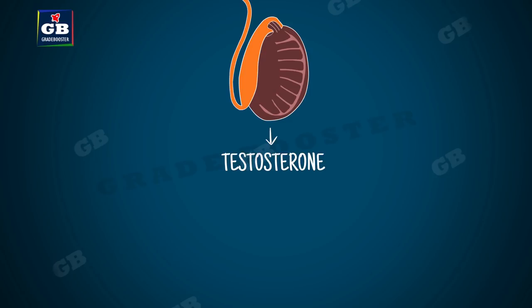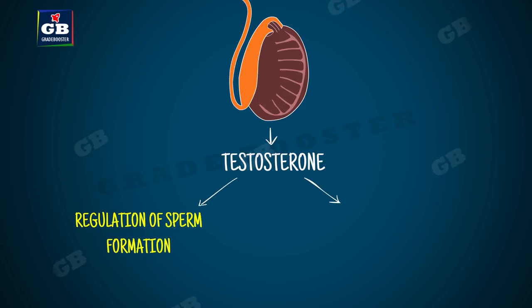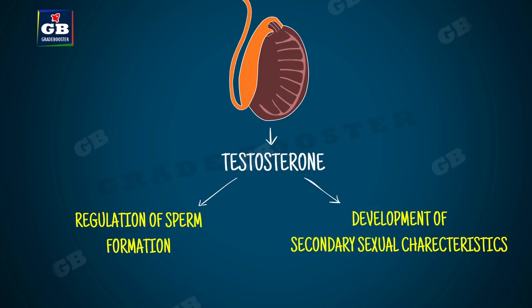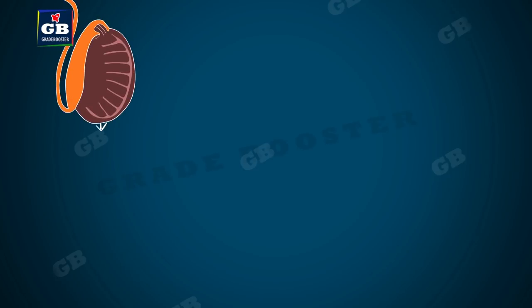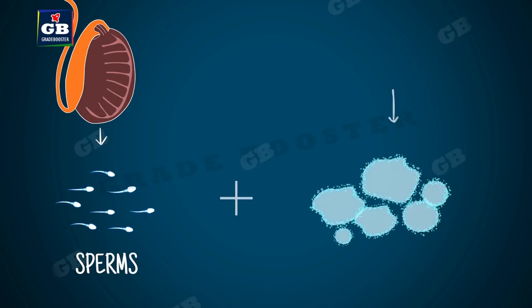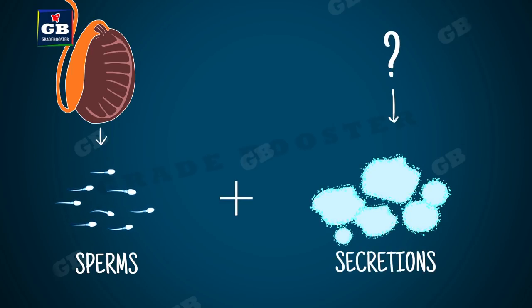What is the use of testosterone? It is a male reproductive hormone which regulates the formation of sperms and is also responsible for the development of secondary sexual characteristics during puberty. Sperms that are produced in the testes need some support of fluid secretions to get delivered into the female reproductive system.